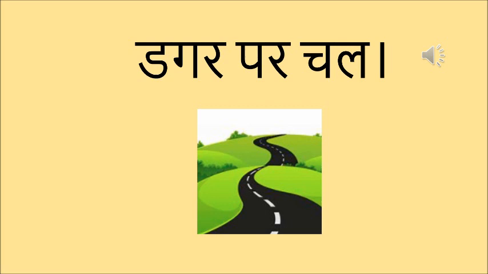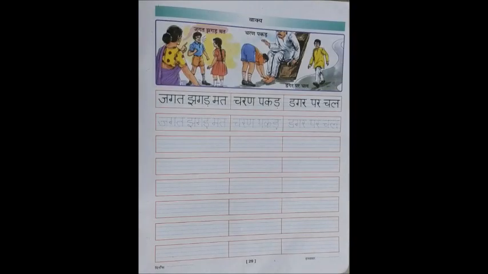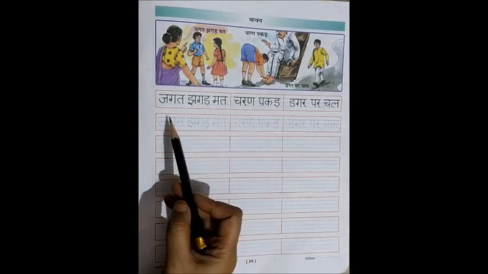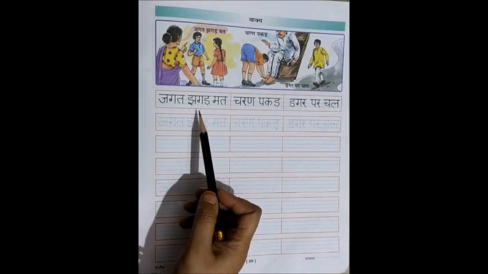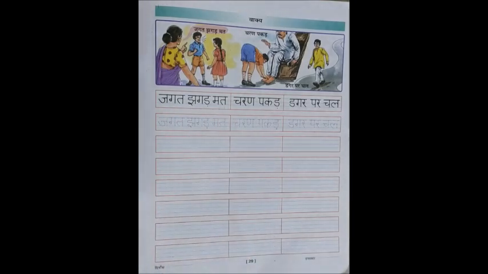So now what we are going to do, we are going to open up our Hindi Sulekh Mala book part B to page 29, and now we'll see how to write it. So we've already known the meaning. Again I'll tell you the meaning of the words and then we will start writing at the same time. The first one, what it is? Jagat, jhagad, mat. So let's write it.